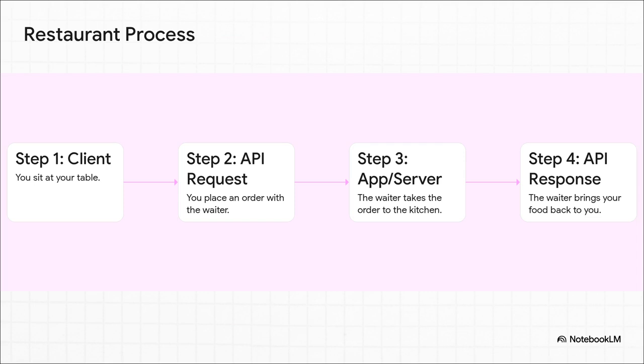And this four-step process, this is exactly how applications communicate. You, the client, make a request. The API takes that request over to the application or the server, which does its thing and sends back a response. Simple as that. So let's look a little closer at what goes into making that request.